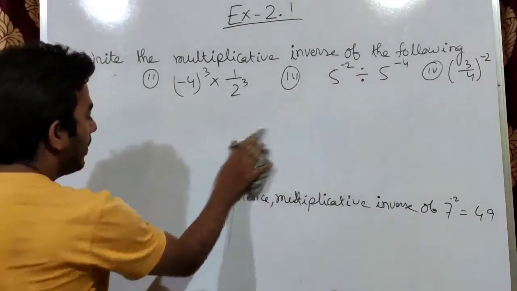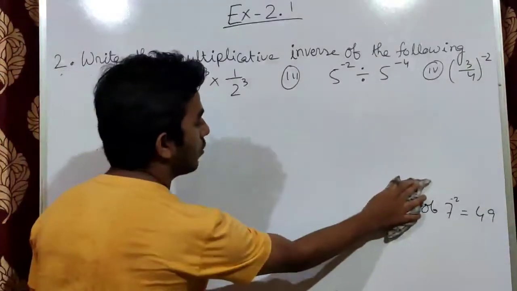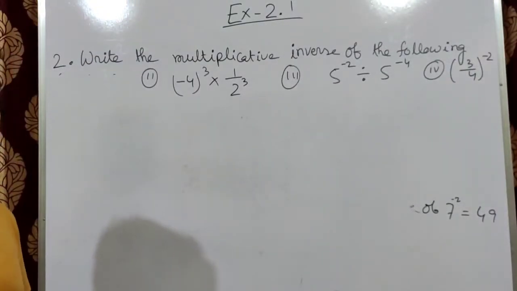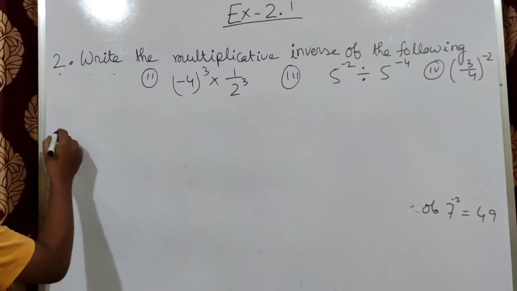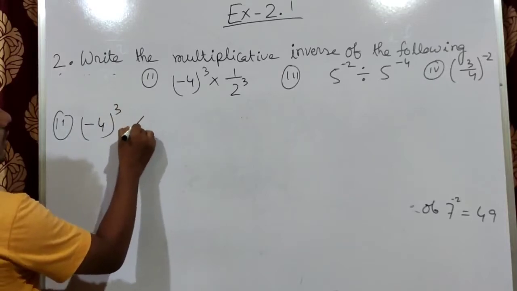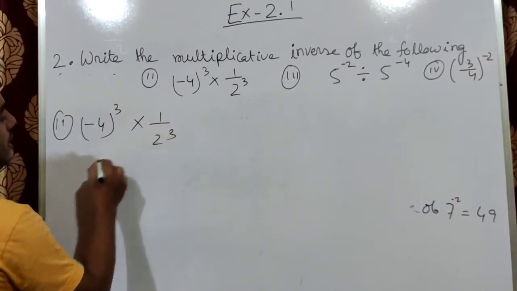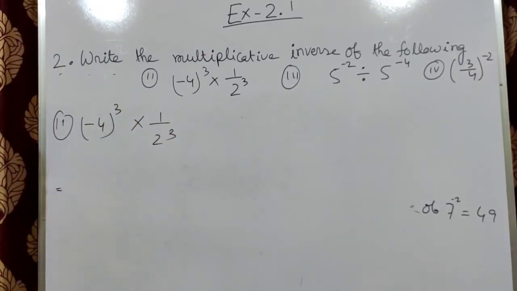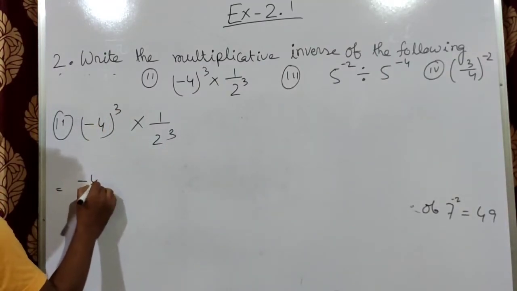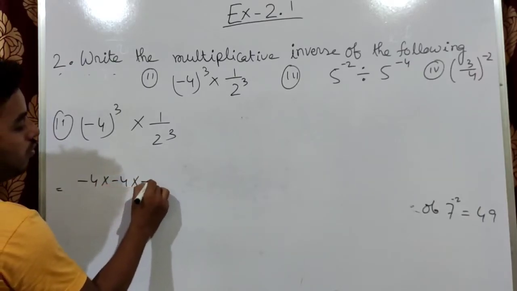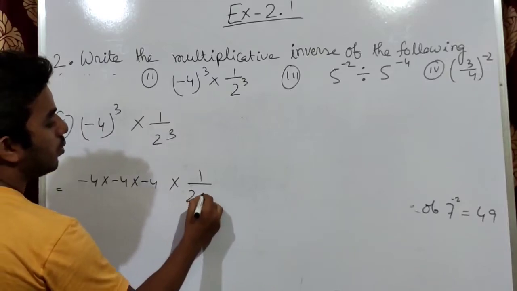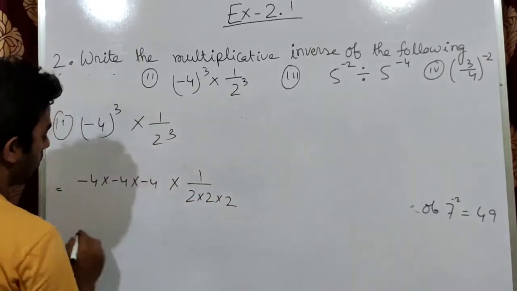For finding the multiplicative inverse, first we have to solve, then we have to find the multiplicative inverse of the number we get. Here the question is (-4)^3 × (1/2)^3. So first of all, let us solve. (-4)^3 means -4 × -4 × -4, and 2^3 means 2 × 2 × 2.